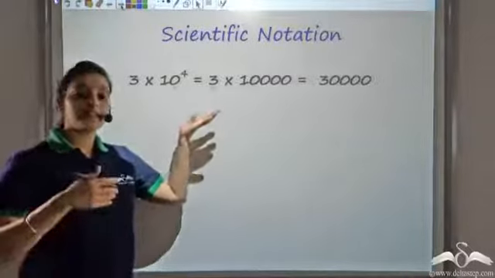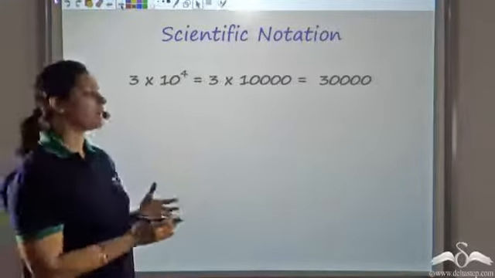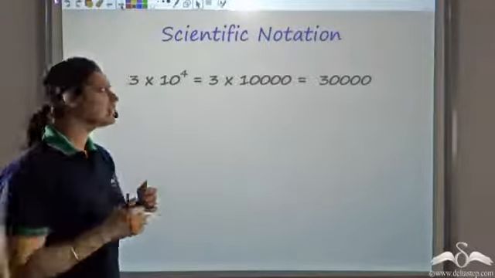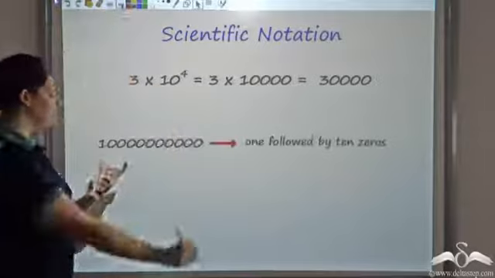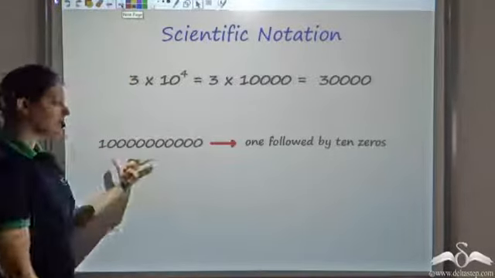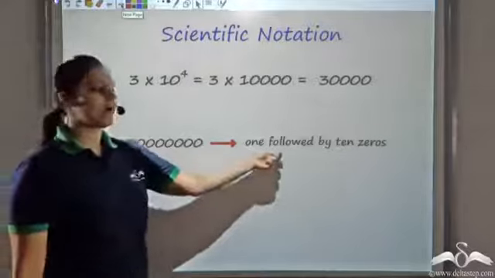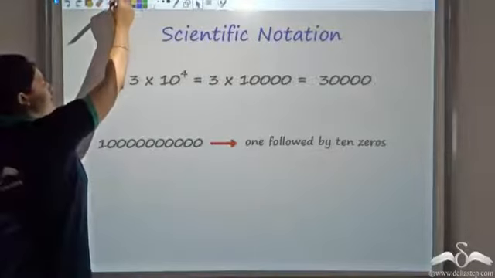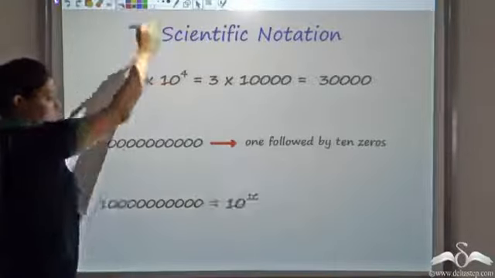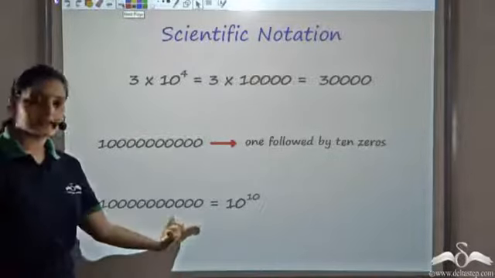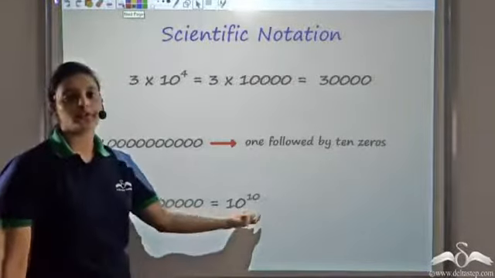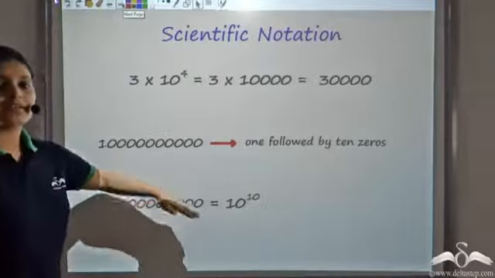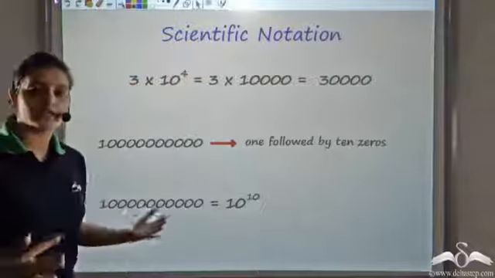But who actually started this idea? Well, to know that, we'll have to go back to a time when someone might have realized that this huge number can also be represented as 1 followed by 10 zeros. And 1 followed by 10 zeros could also be expressed as 10 to the power 10, which is an exponent which we've already studied. So from here came the scientific notation.